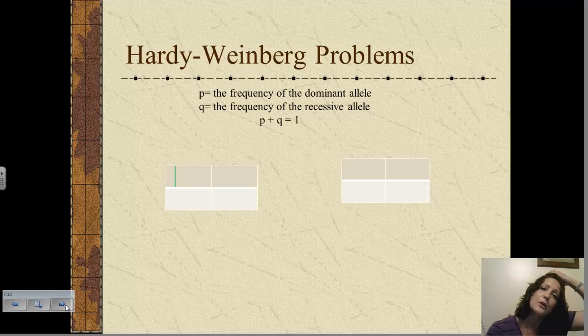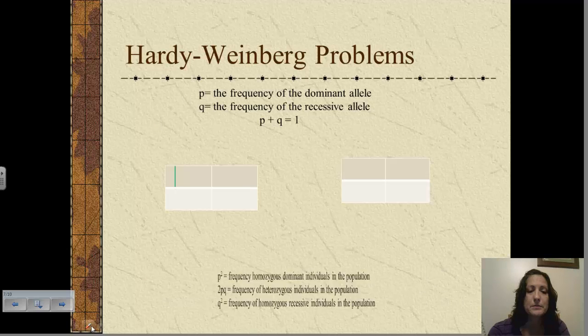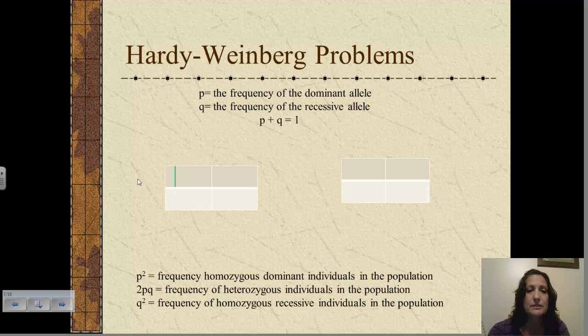And the equations that we're going to be using use the letters P and Q. So P is going to represent the frequency of the dominant allele. And Q will represent the frequency of the recessive allele. So we have P plus Q equals 1. So if we add the frequency of the dominant plus the frequency of the recessive, that should equal 1.